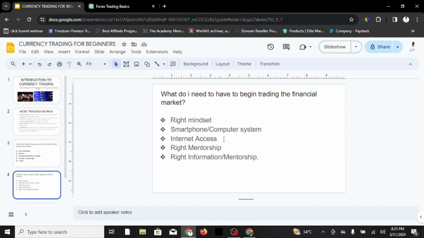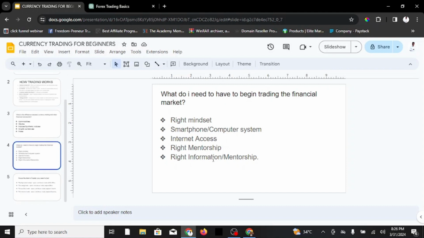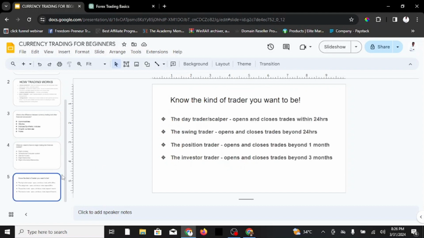And I've talked about the right mentorship. The other thing you need is the right information and the right mentorship. You can see that mentorship is coming over and over again, and that is because of the power of having the right person to coach you, especially when you are starting out the journey. Now, the other thing you need to know is you want to understand your schedule so that you know your approach to markets. Your approach to the market gives us the kind of trader you want to become.